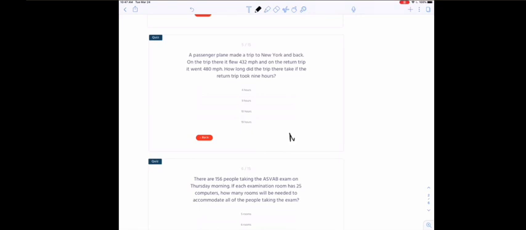Okay, so this trip starts at point A, goes to New York City, okay? And when it's flying there, it goes 432 miles per hour. That is a rate. When it flies back, it goes 480 miles per hour. And this took 9 hours. If I have 480 miles per hour and 9 hours, can I know the number of miles? Yes, I can. So let me set it up.